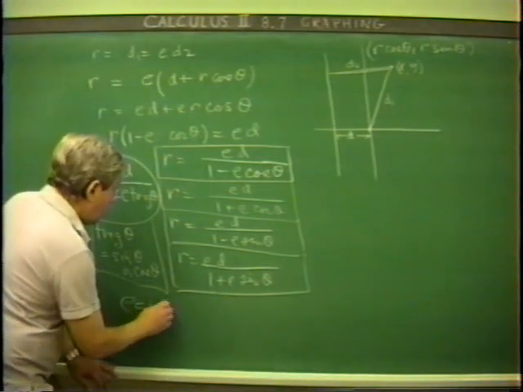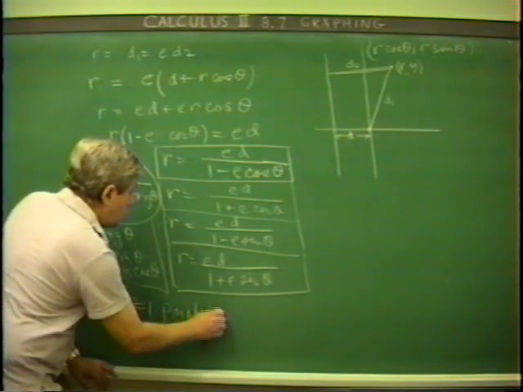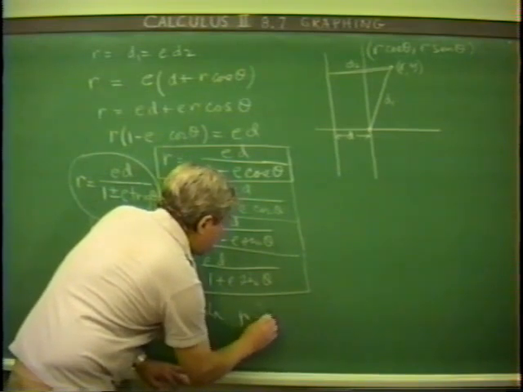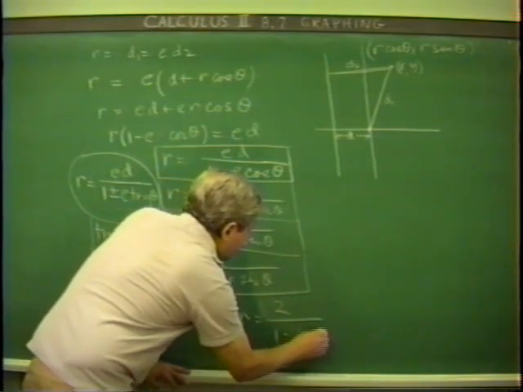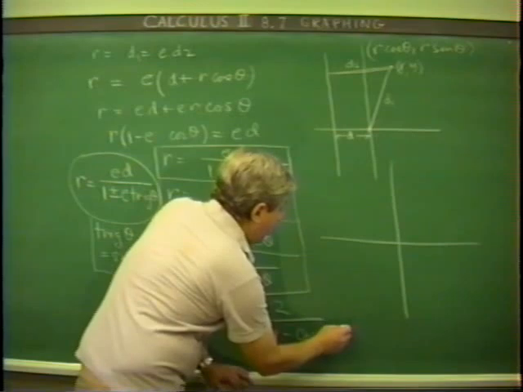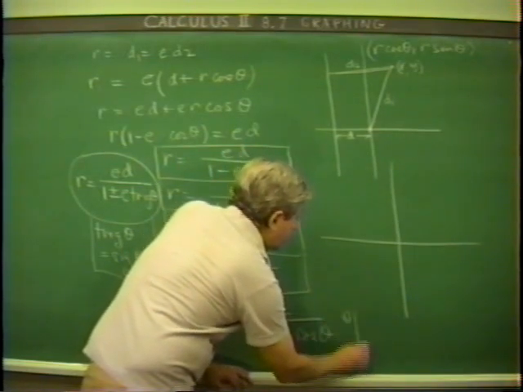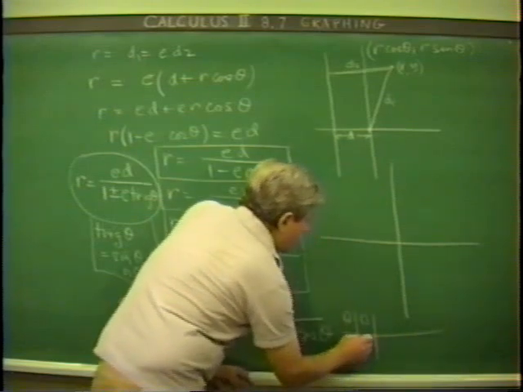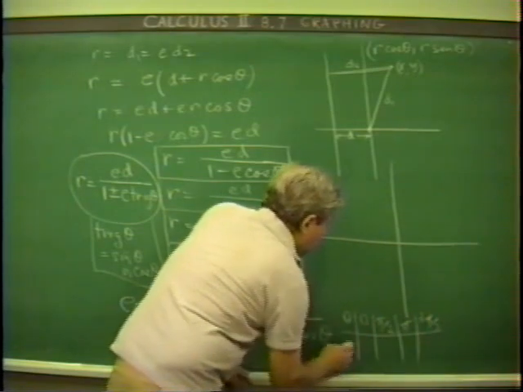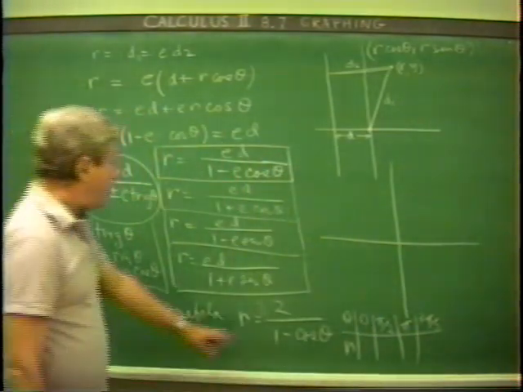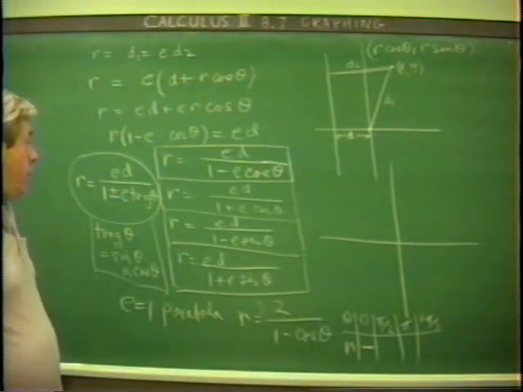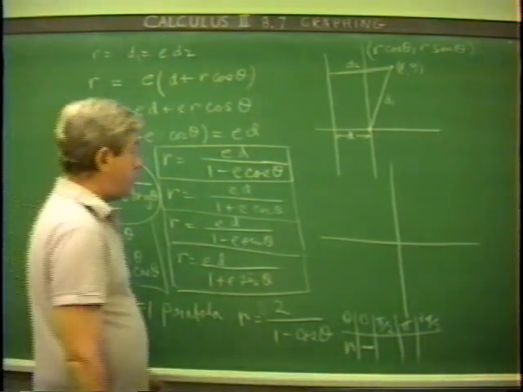Let's take a look at a specific example with e equal to 1. We should get a parabola. Let's take a look at 2 over 1 minus cosine theta is r. r equals 2 over 1 minus cosine theta. All right? We want to draw the graph of this. And to do this, we can plot the simple angles. Theta is equal to 0, pi over 2, pi, 3 pi over 2. We want to know r. But when theta is equal to 0, cosine theta is equal to 1. And so this is not defined. There's no r there. Right?